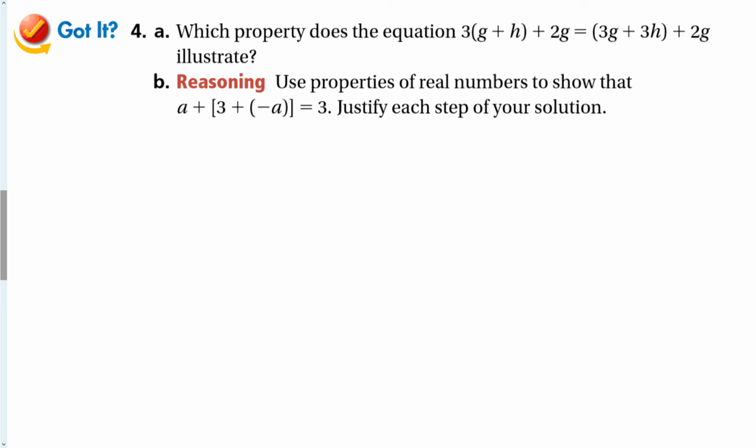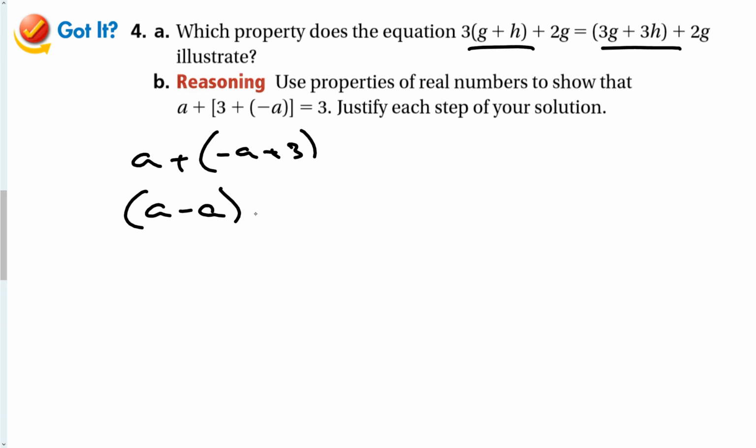Okay. This property turns into this. That is the distributive property. Okay. And use properties of real numbers to show that this expression is equal to 3. Well, I don't have to do these in this order. I could change it to negative a plus 3. And then I could use the associative property to say that a plus a negative a, and then do the 3 on the outside. And then this is two opposites, so it turns into 0, and that gives me a 3 each time.